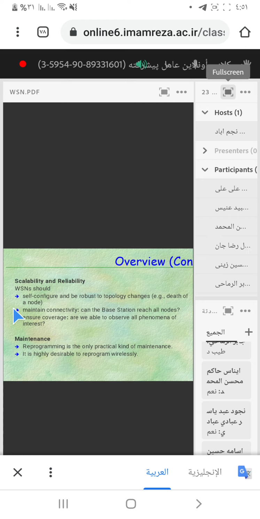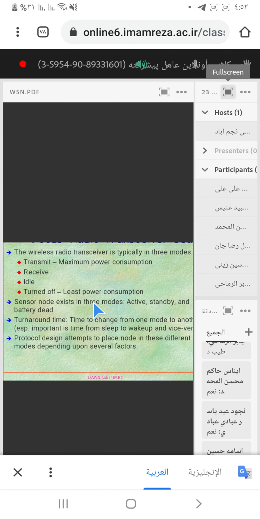Okay, so totally, I can say the sensor node exists in 3 modes: active, standby, and turn off. In active mode, the radio transceiver is used to transmit data or receive data. A standby is idle, and the battery is turned off. At least power consumption is in this mode.